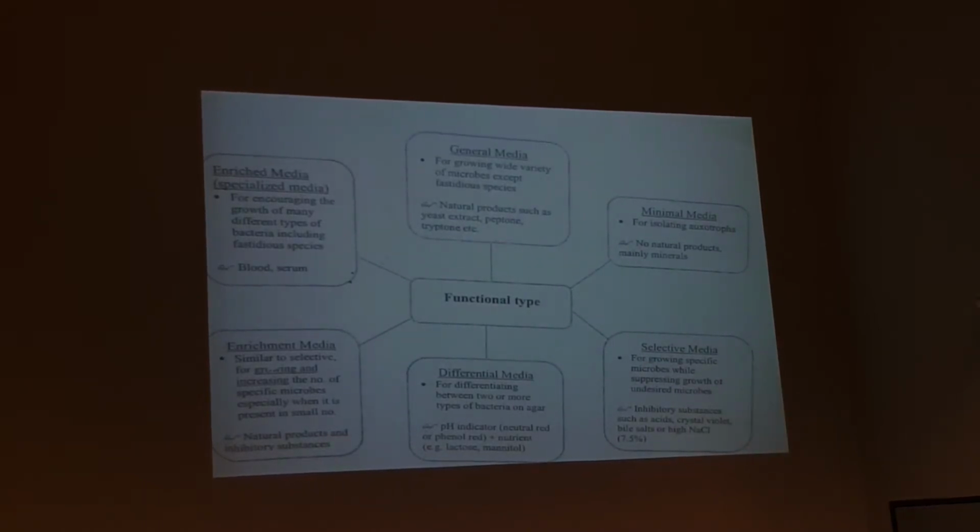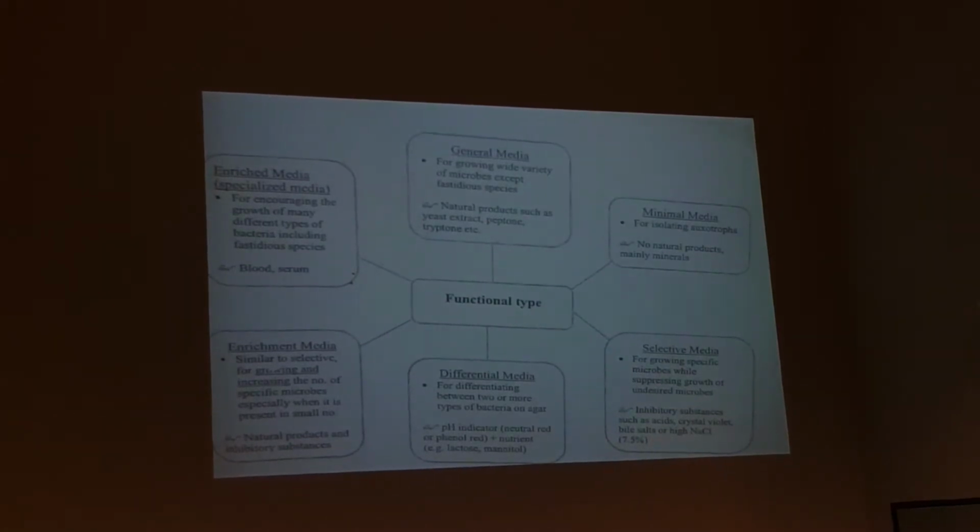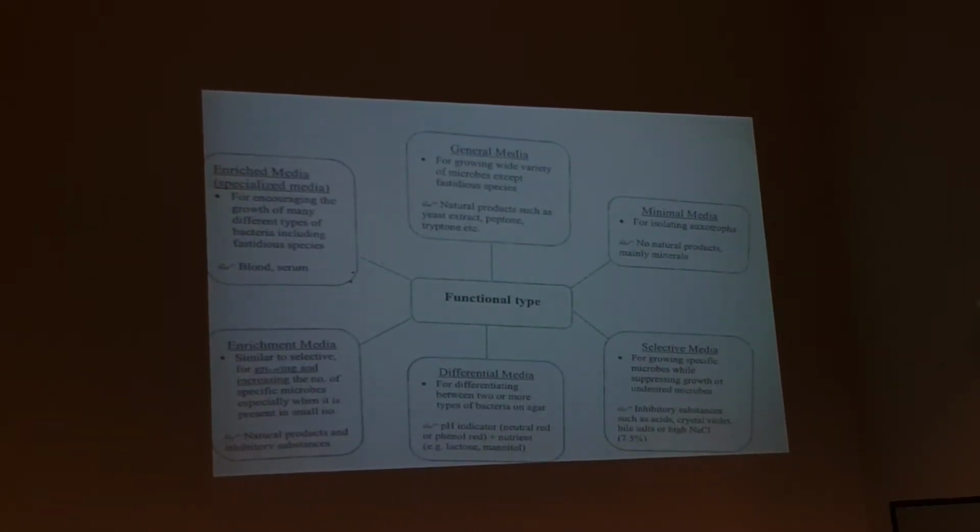Selective media, like the name suggests, is meant for growing specific microorganisms, while it suppresses the growth of the undesired microbes. What allows it to do that is the component inside, for example, acid. Acid can actually inhibit neutrophiles and alkaliphiles and promote the growth of what type of organism? Yeah, very good. Acidophiles.